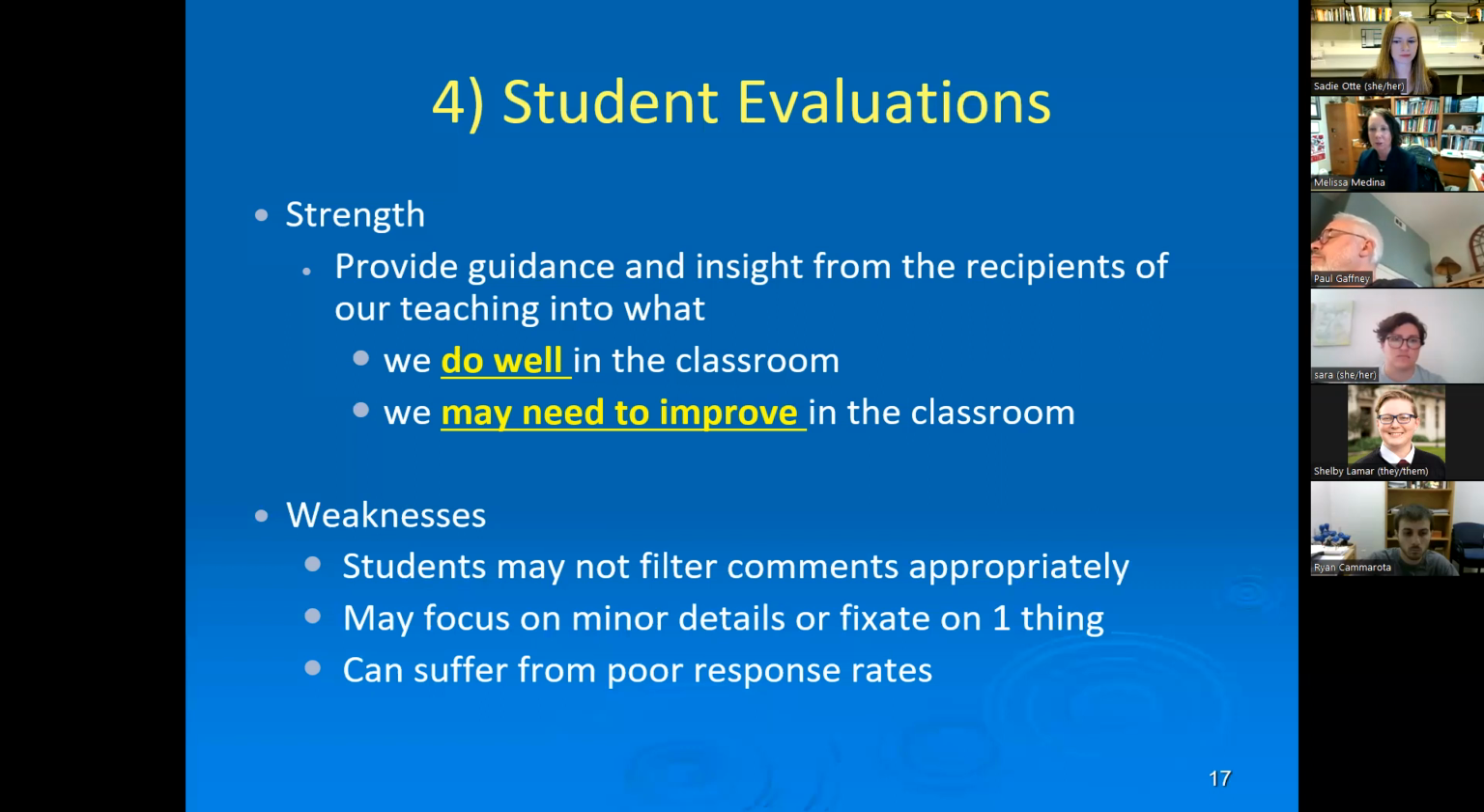Sometimes despite giving students that training, they still just don't filter their comments appropriately and they say either just kind of negative statements or they just say observations that are not useful. Students also, a weakness, they can fixate on a minor detail or on just one thing. For example, if they didn't like one of your exams or you went over time 2 lectures in a row, they may fixate on that. And that's what the course comments are all about.